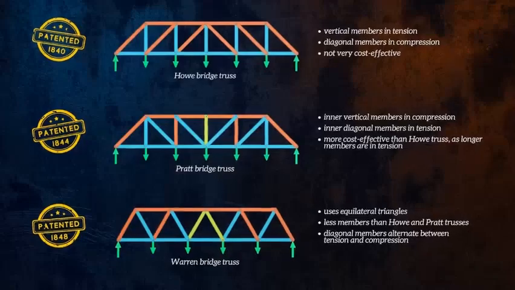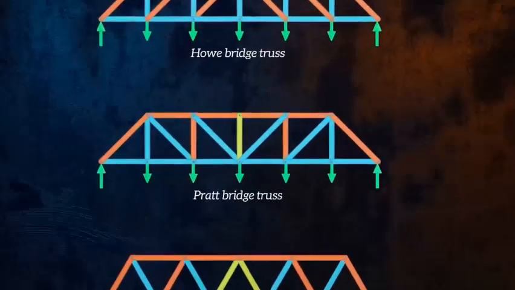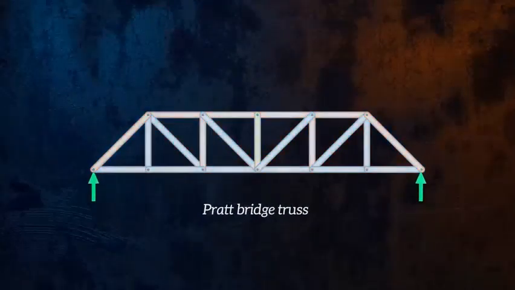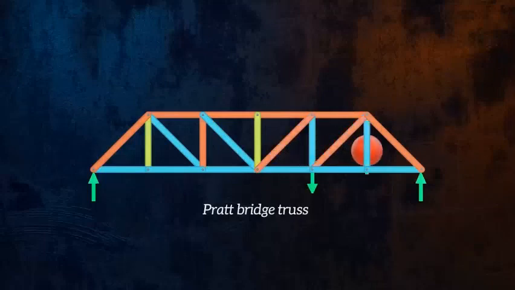It can also be interesting to observe how the loading in members changes as a load moves across a bridge. In this simplified model of a load moving across the Pratt bridge, we can see that some members alternate between tension and compression, and so will need to be designed accordingly.